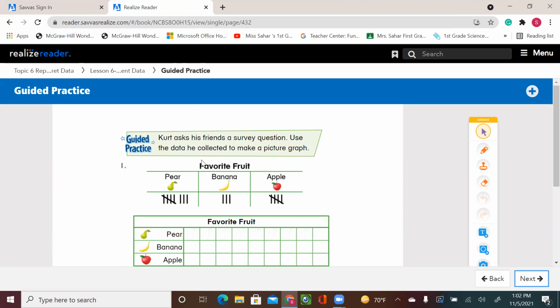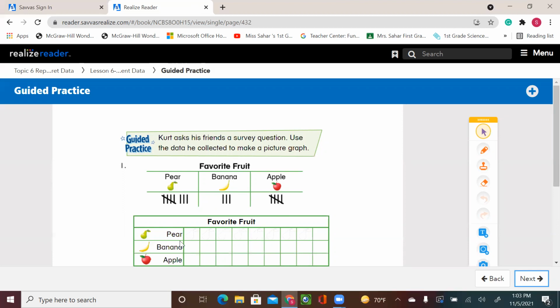So he already asked his friends how many of them like pears, how many have banana as their favorite fruit, and how many like apples. And that's what we get. So we can see that's a group of 5 and pear: 5, 6, 7, 8 chose pear as their favorite fruit. 3 chose banana because I see 3 tally marks. So when I count them, that means 3 votes or 3 choices. And for apples, 5, because I know that this symbol means 5. So 5 chose apple, 3 chose banana as a favorite fruit, and 8 chose pears as favorite fruit.